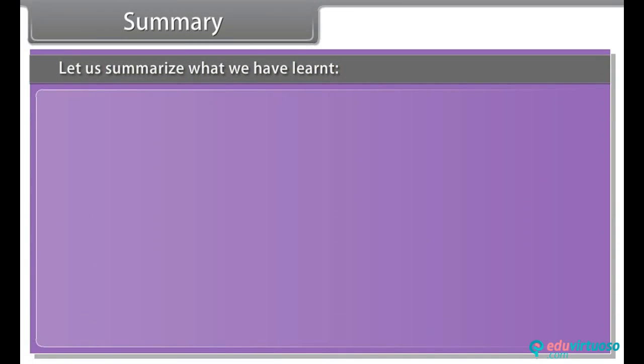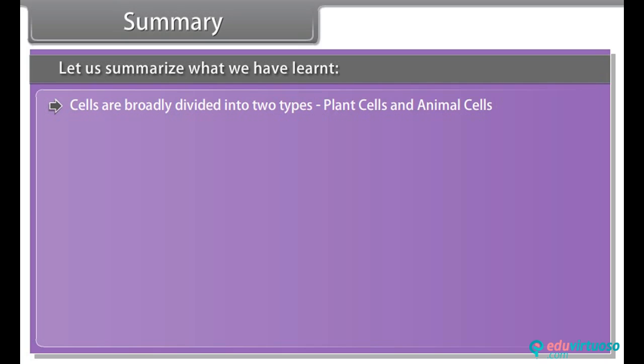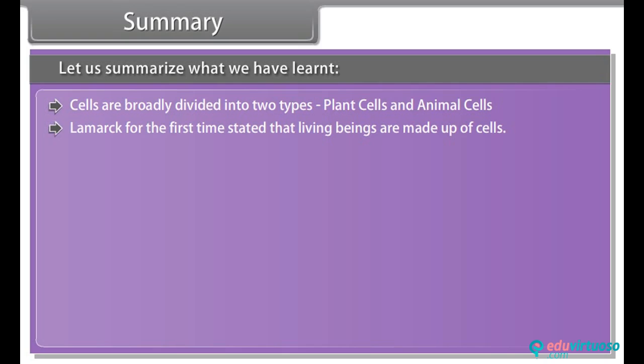Summary. Let us summarize what we have learnt. Cells are broadly divided into two types: plant cells and animal cells. Lamarck for the first time stated that living beings are made up of cells. The term protoplasm was coined by Purkinje.